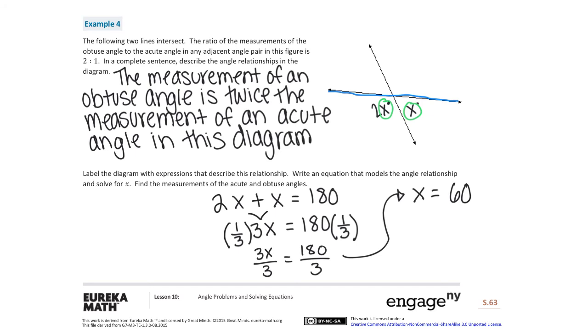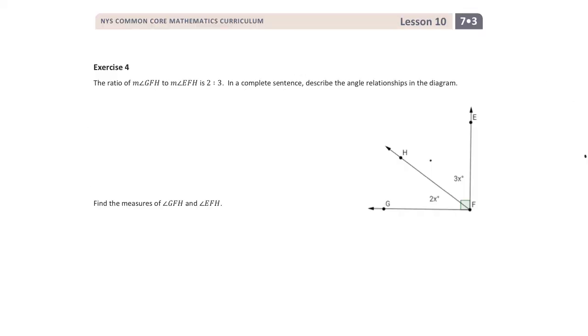So to find these angles, I'm going to have 2 times 60, and then here, my angle is just going to be 60. 2 times 60 is going to give me 120, and now I know that 120 plus 60 gives me 180, which is the degrees of this line. All right, the last one we're doing is exercise 4. The ratio of the angle GFH to EFH is 2 to 3. In a complete sentence, describe the angle relationship in the diagram.